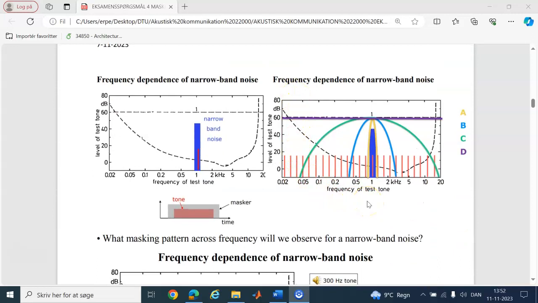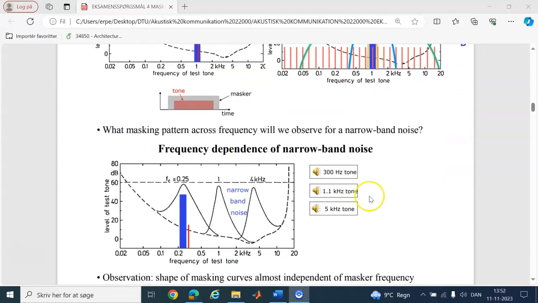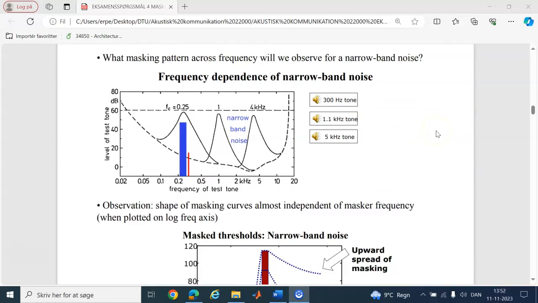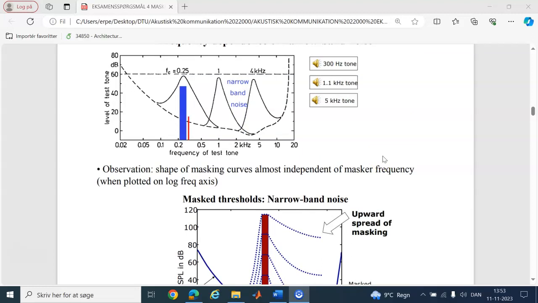We also have a frequency dependence for narrowbands. If you have masking at different frequencies, 250 Hz, 1 kilohertz, or 4000 Hz, the masking curves are quite similar if you have a logarithmic frequency axis. The level of the test tone, the masker curves are quite similar. If you change the axis to normal, not log frequency, it is different.